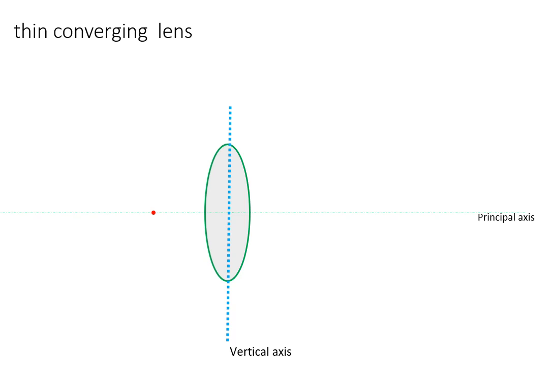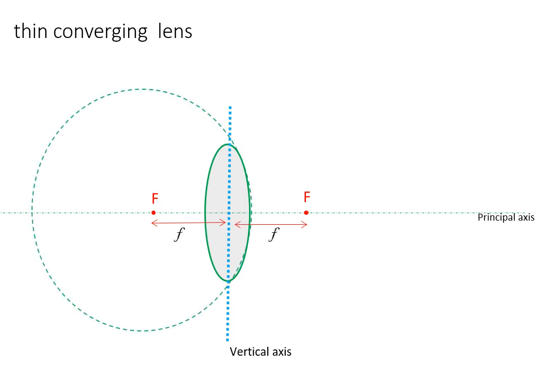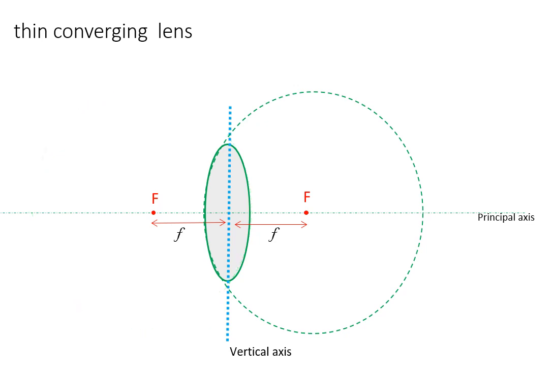We have two focal points, F, where F is the point to which all rays incident parallel to the principal axis converge after refraction by the lens. The focal point can be seen as the centers of two intersecting circles, forming the thin lens at their intersection.